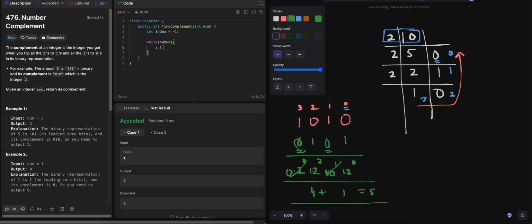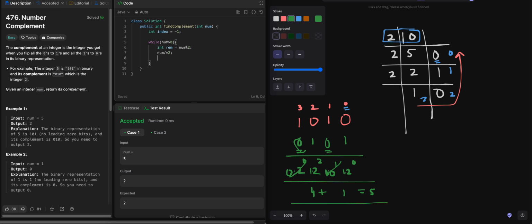So let's find what's the remainder that we were getting each time. So it would be num modulo 2. Okay, and our number would update by dividing. The remainder that we're getting here is 0, we are storing it here, right? And then we are dividing that number.